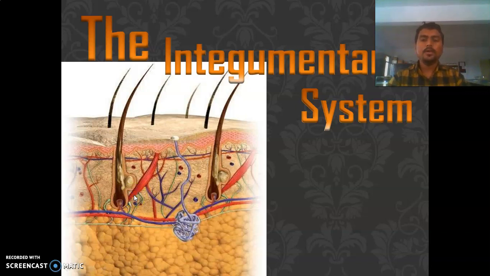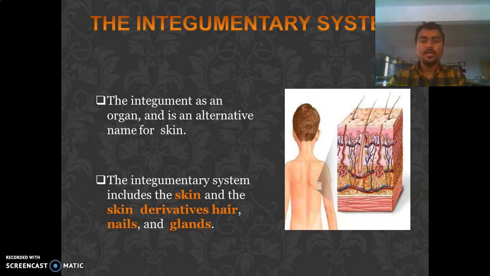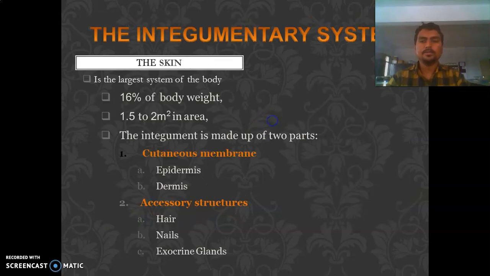Hi everyone. Firstly, we have seen the integumentary system. Integumentary is nothing but the skin. The integumentary system includes the skin and its derivatives, which are hair, nails, and glands. The skin is the largest organ of the body. It is about 16% of total body weight and 1.5 to 2 square meters in total body area. The integument is made up of two parts. The first one is the cutaneous membrane and the second one is its accessory structures.